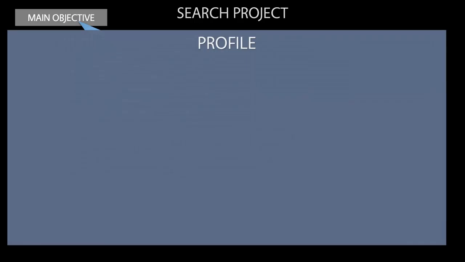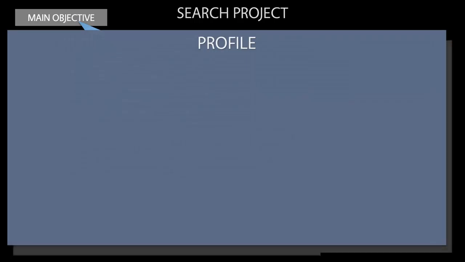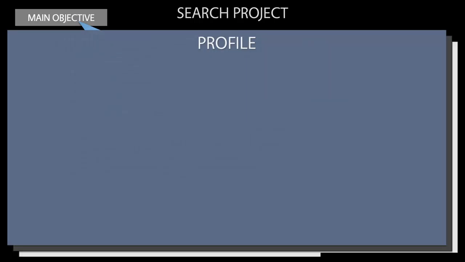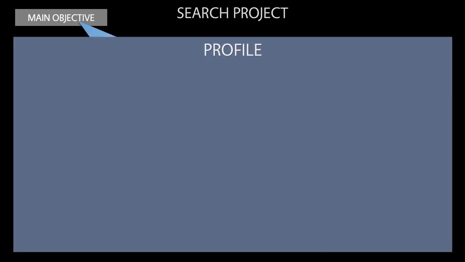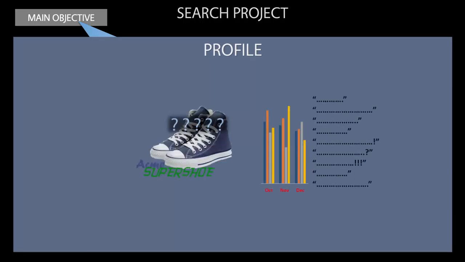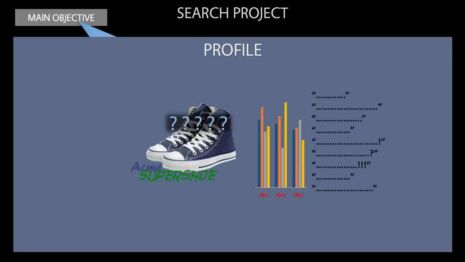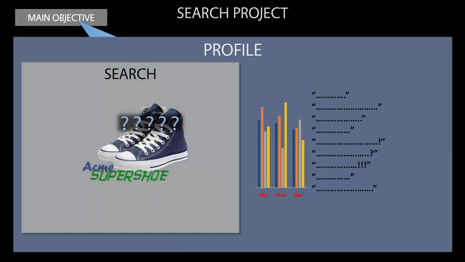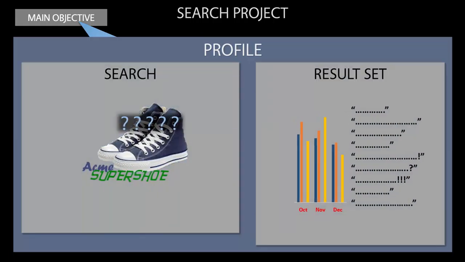Search projects are made up of profiles. Occasionally, for purposes of performance or organization, search projects can span multiple profiles, but for this tutorial, it's easiest to think of profiles as synonymous with search projects. Let's use our Super Shoe example for our profile. Profiles consist of one or more searches and a result set.